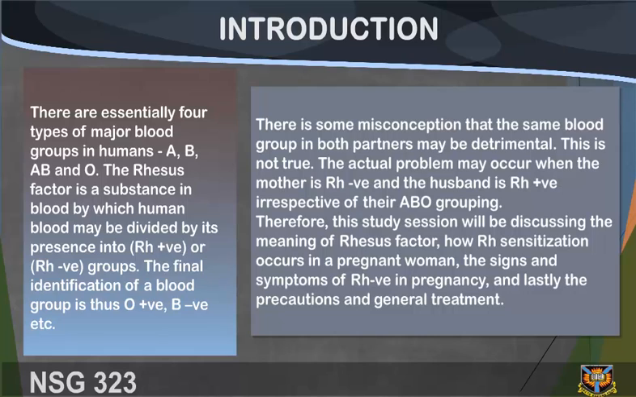There is some misconception that the same blood group in both partners may be detrimental. This is not true. The actual problem may occur when the mother is Rh negative and the husband is Rh positive, irrespective of their ABO grouping. Therefore, this study session will be discussing the meaning of rhesus factor, how Rh sensitization occurs in a pregnant woman, the signs and symptoms of Rh negative in pregnancy, and lastly, the precautions and general treatment.